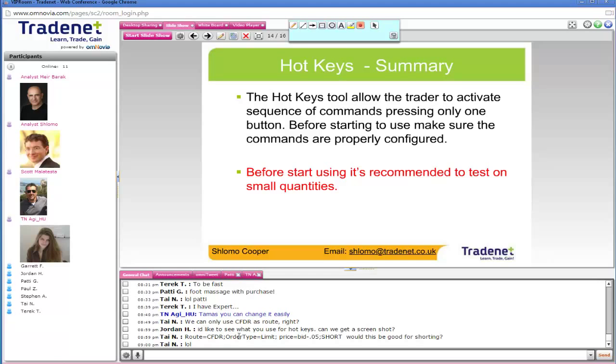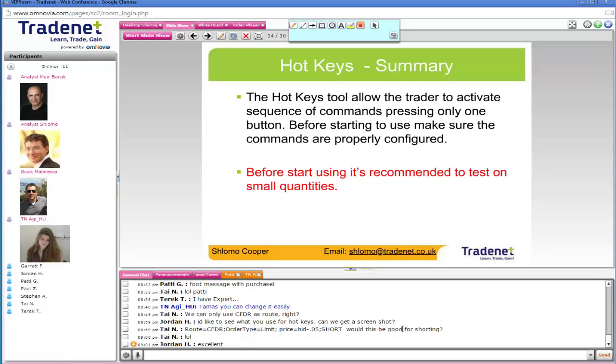Jordan, I'd like to see what you use for hotkeys. Can we get a screenshot? Yeah, absolutely, Jordan. I'm going to get that in a minute. In a minute, we are going to see a table of recommended commands, okay? So you can have it.